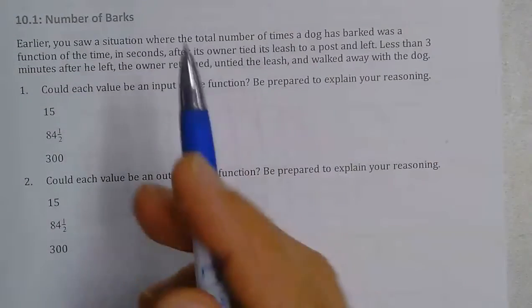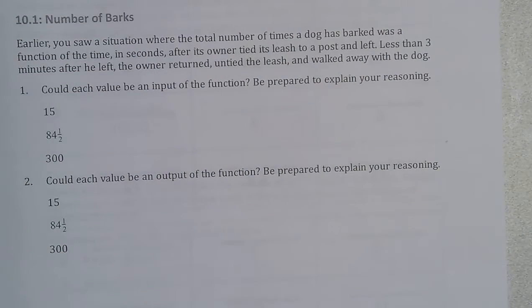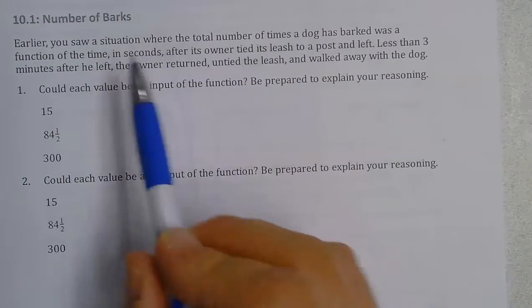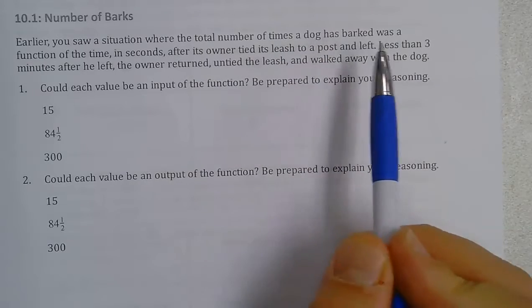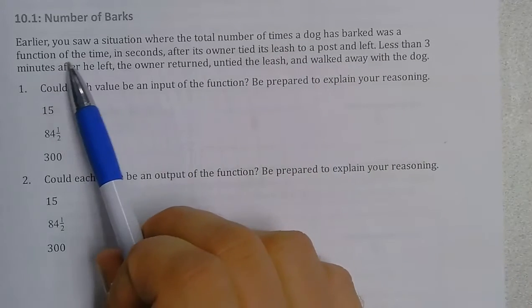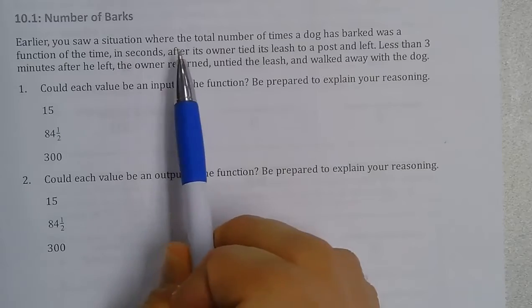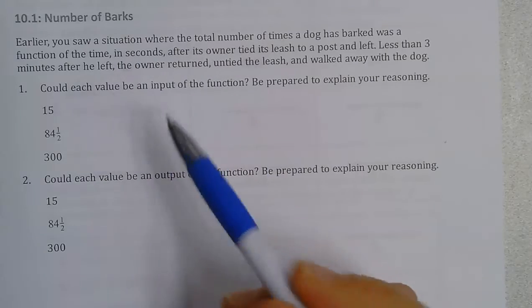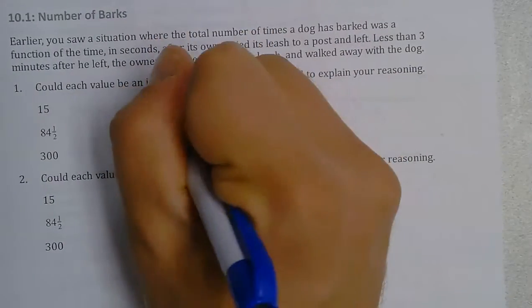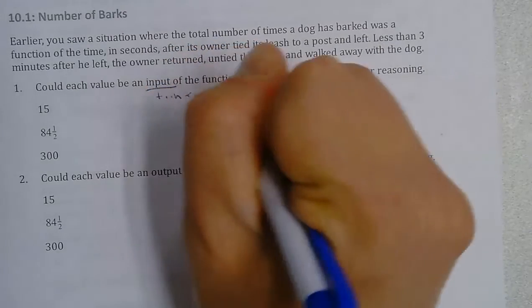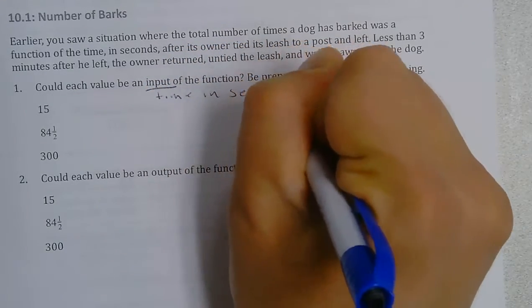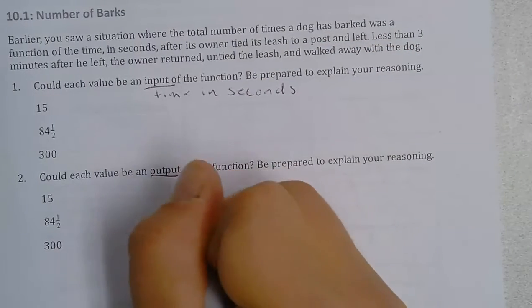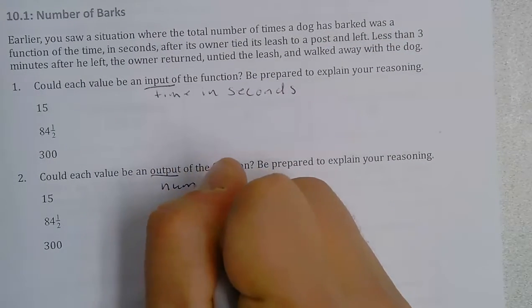So in this activity, we're going to look at the inputs and outputs of the number of dog barks. Earlier we talked about where we look at a dog and count the total number of barks as a function of time in seconds. What that means is our input is time in seconds, and our output is the number of barks.